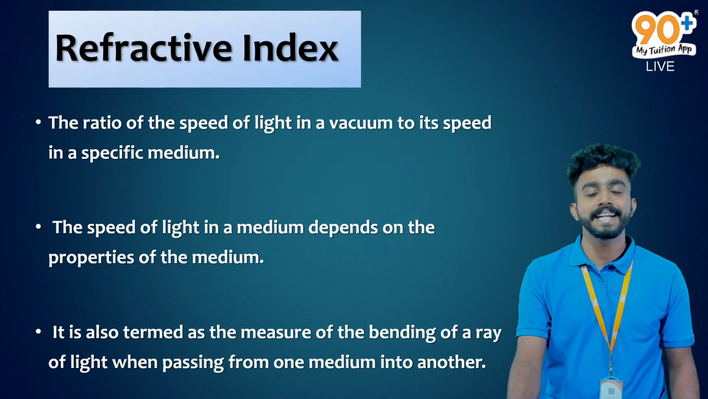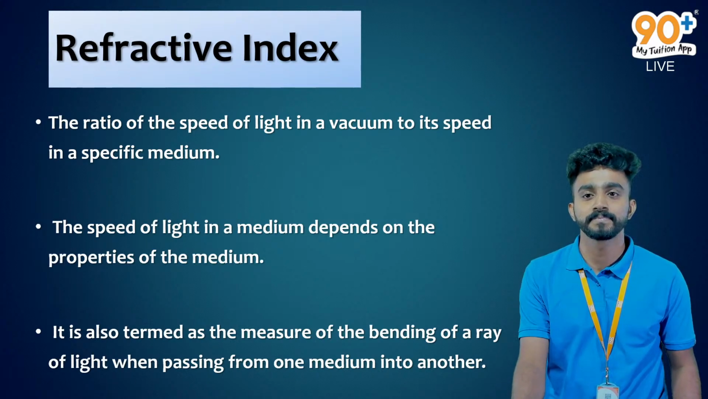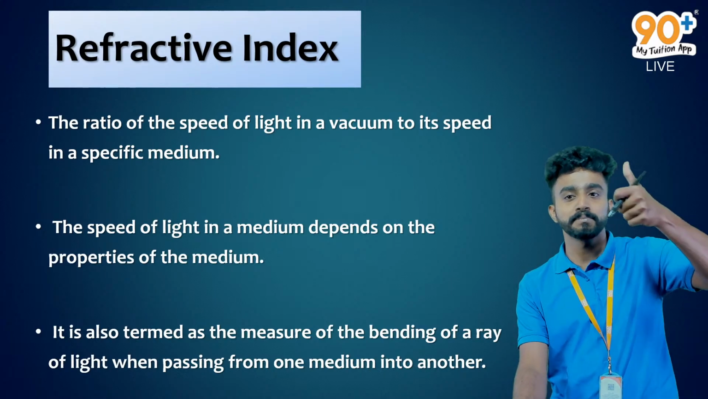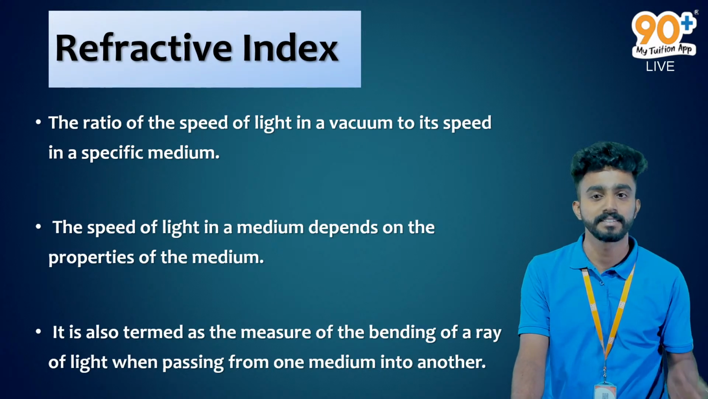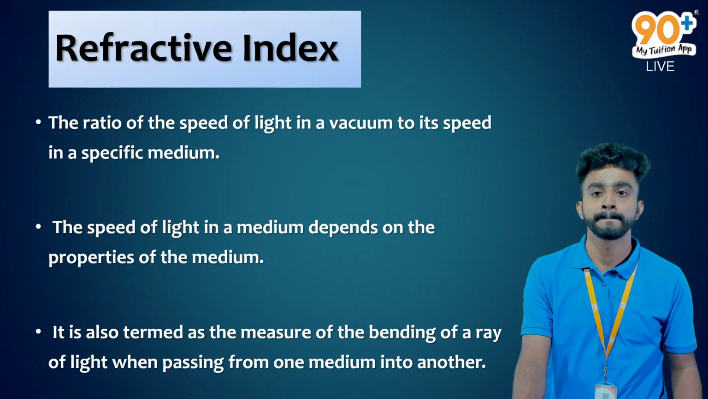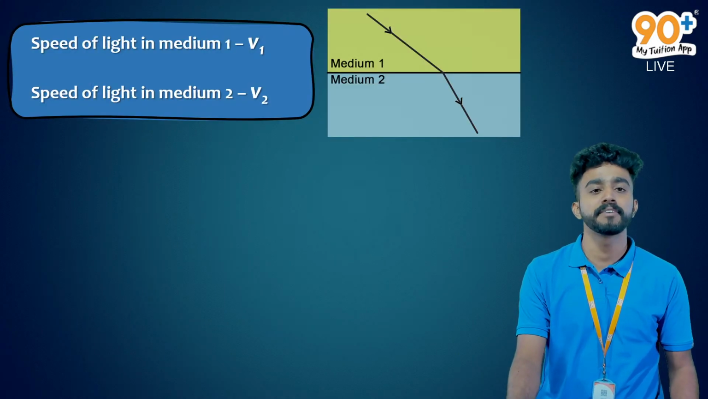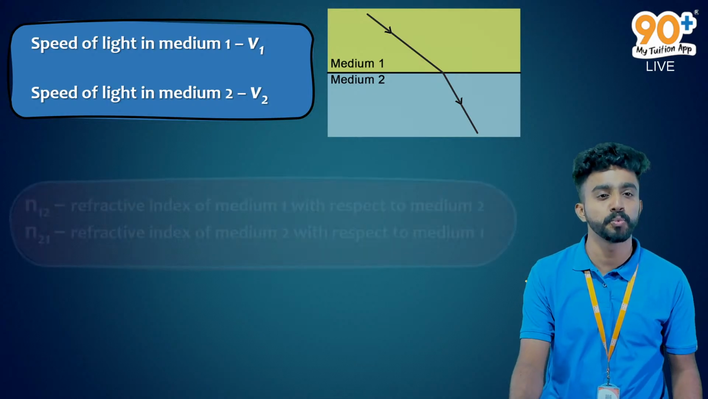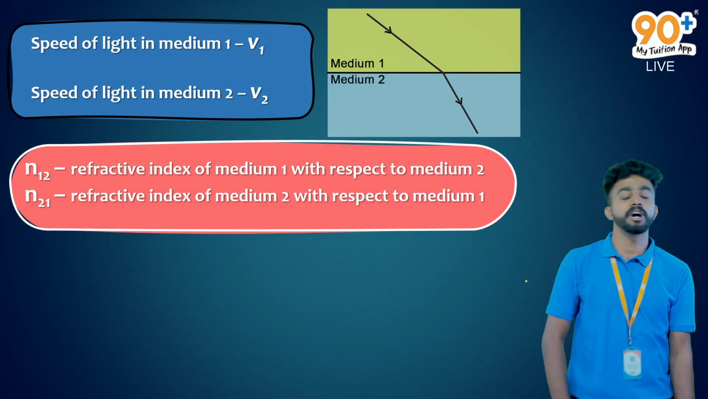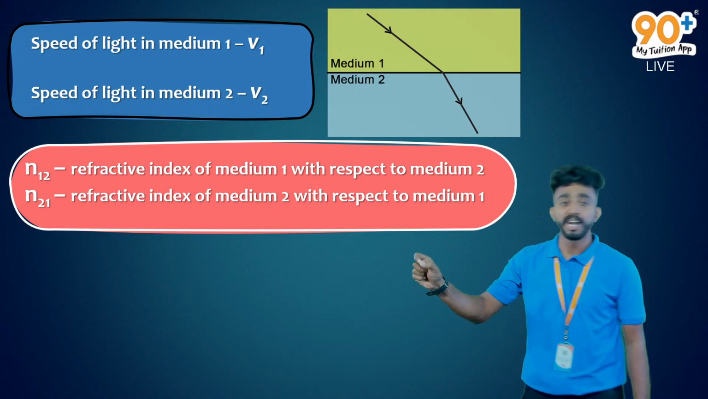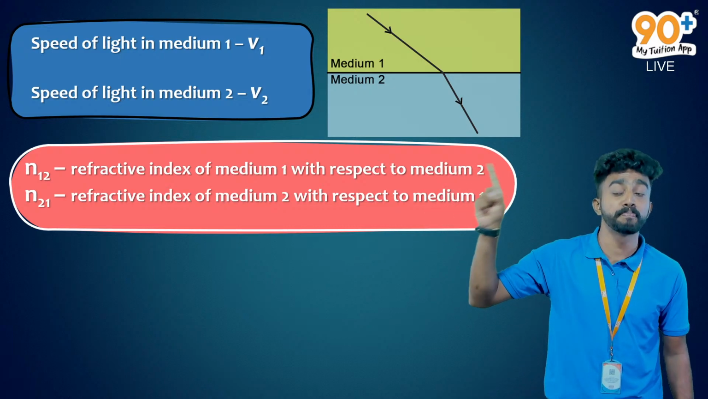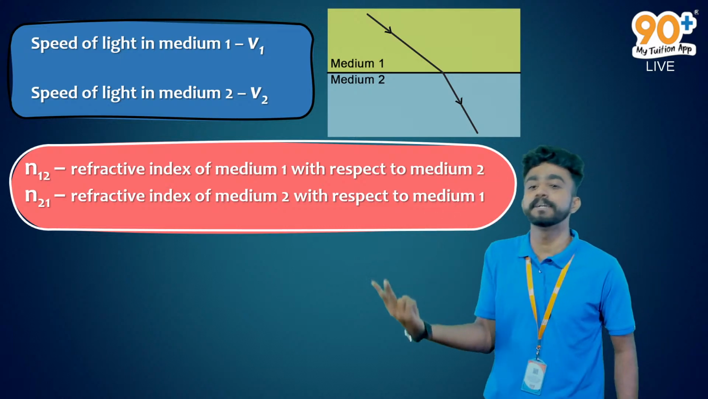Muzab, can I go ahead? Show me a thumbs up if you're done. Everyone is waiting. Fine. So speed of light in medium 1, V1, speed of light in medium 2, V2. I hope you have noted it down. Now, let's mark N12 as the refractive index of medium 1 with respect to medium 2.